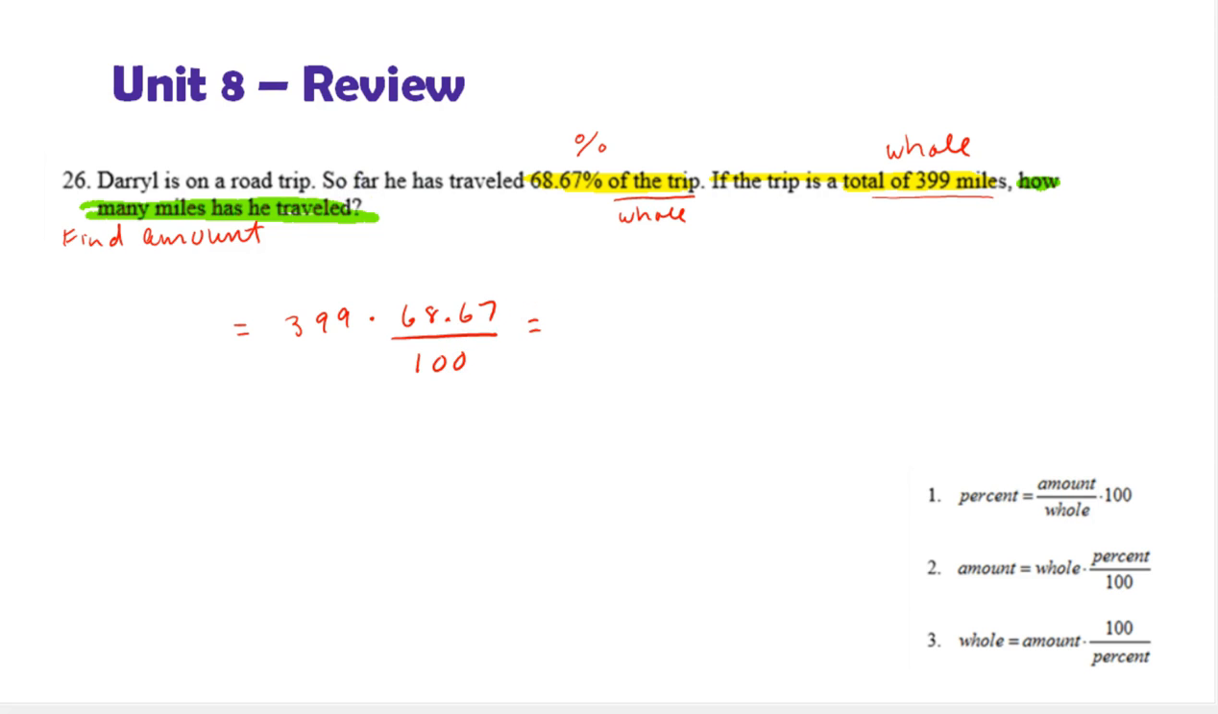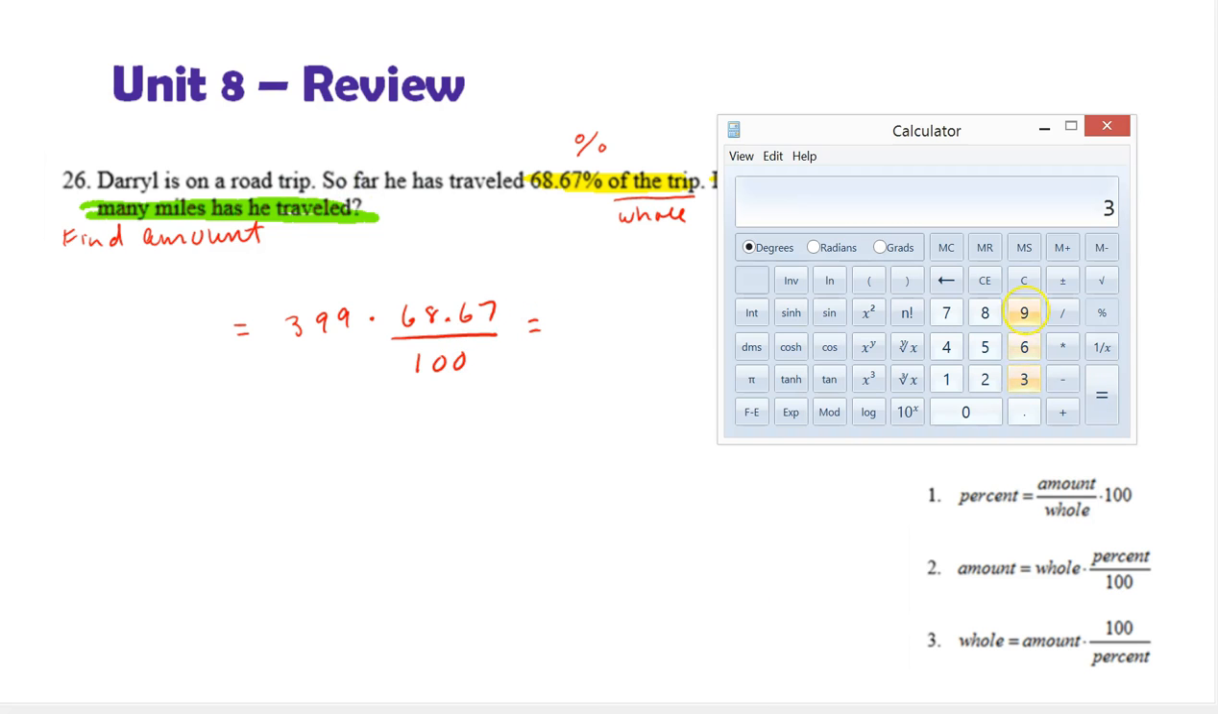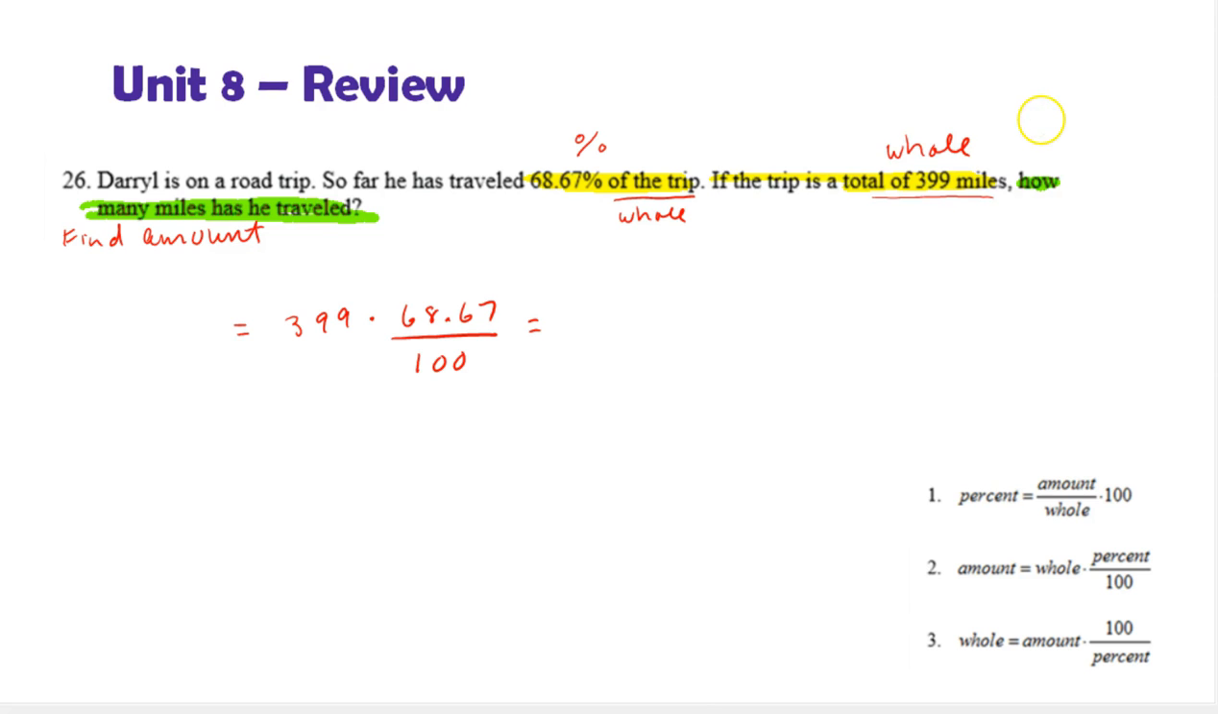Now let's put this in the calculator. Times 68.6 divided by 100. We'll round to two decimal places. I actually want to round that to the nearest mile, but we'll round to two decimal places. So the 3 rounds down to 273.liers 99 miles.